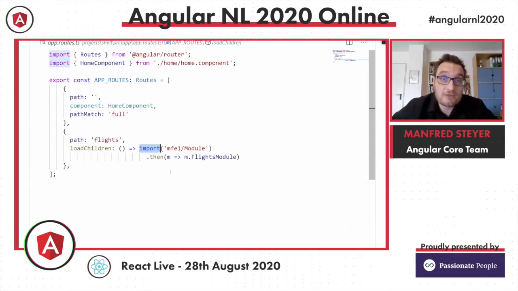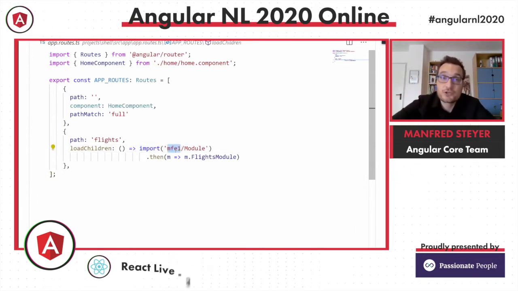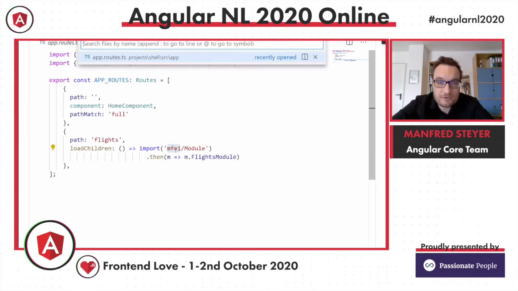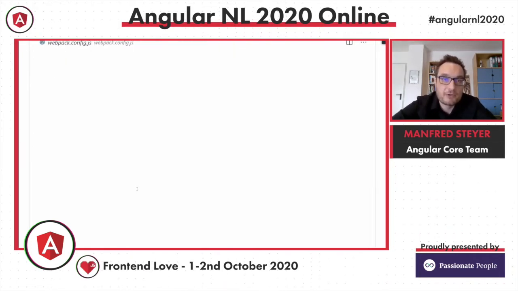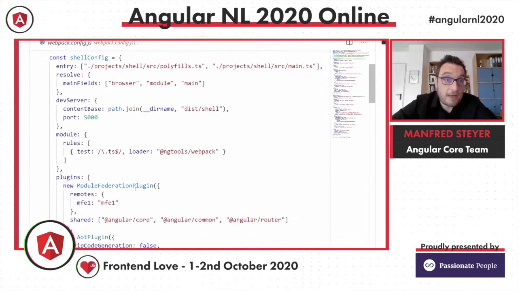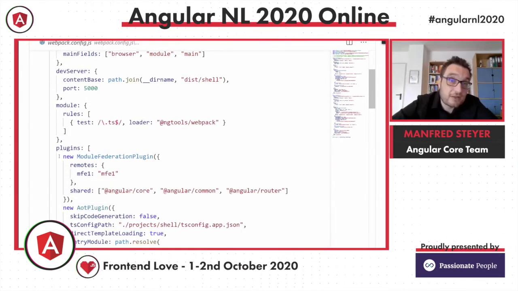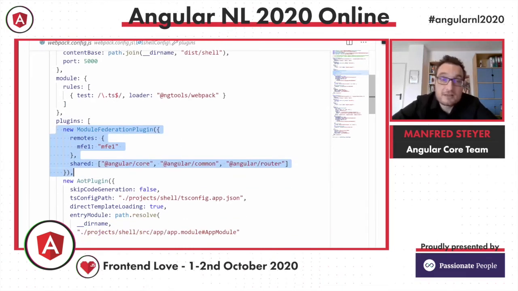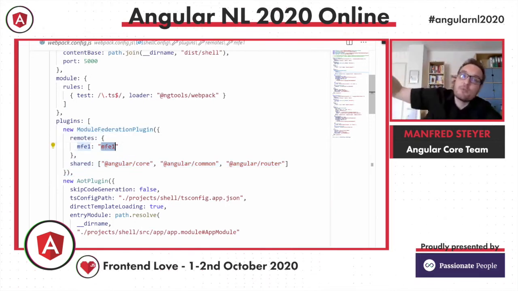But what Angular does not know is that MFE1 is mapped to a different origin, and that Webpack will load stuff from this different origin at runtime. To see this mapping, we have to look at the Webpack configuration. It is a simple Webpack configuration, and it contains this module federation plugin here. This plugin tells us that we are mapping MFE1 to MFE1 over there.